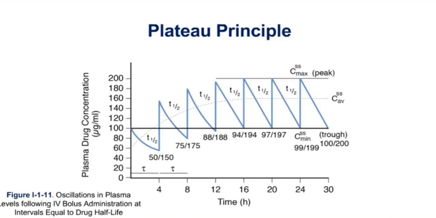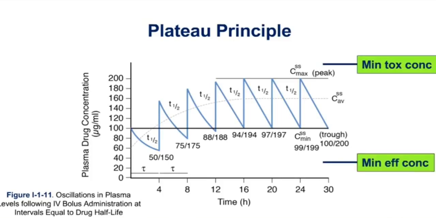at the very top, I've put in a minimum toxic concentration, and down at the bottom, a minimum effective concentration. Earlier, we talked about MEC. That's that plasma level where the drug first has its pharmacologic effect. Doesn't it make sense that at steady state, you want your CSS minimum to always be above the MEC? Even at the trough levels there, you want the drug to be working in the body.